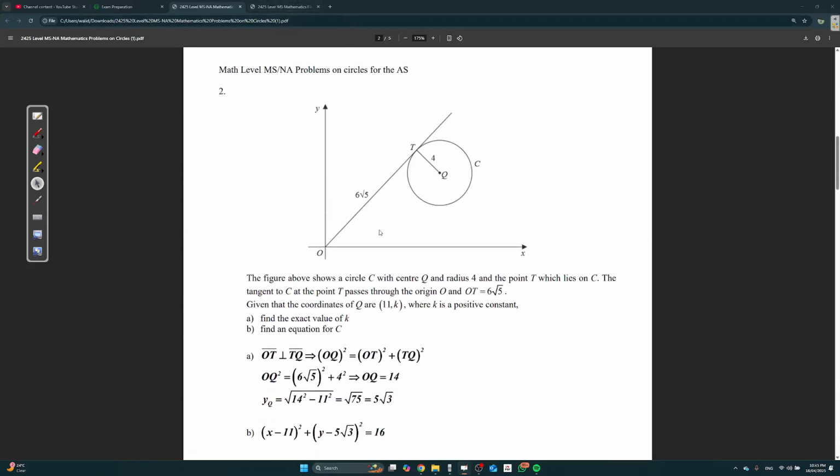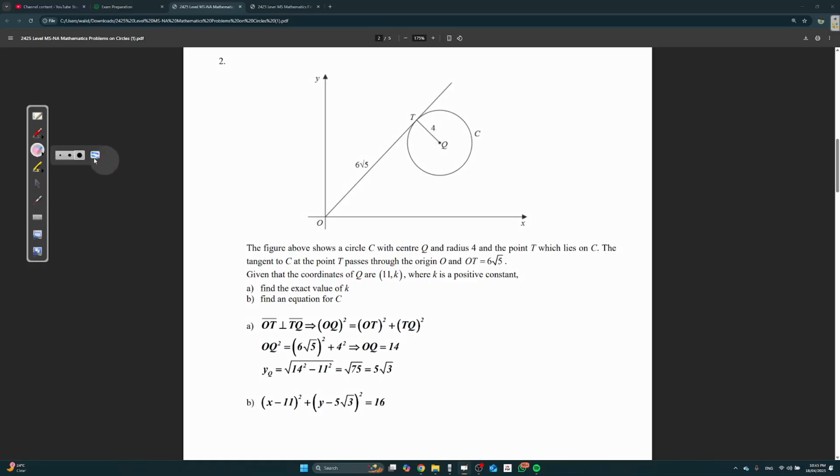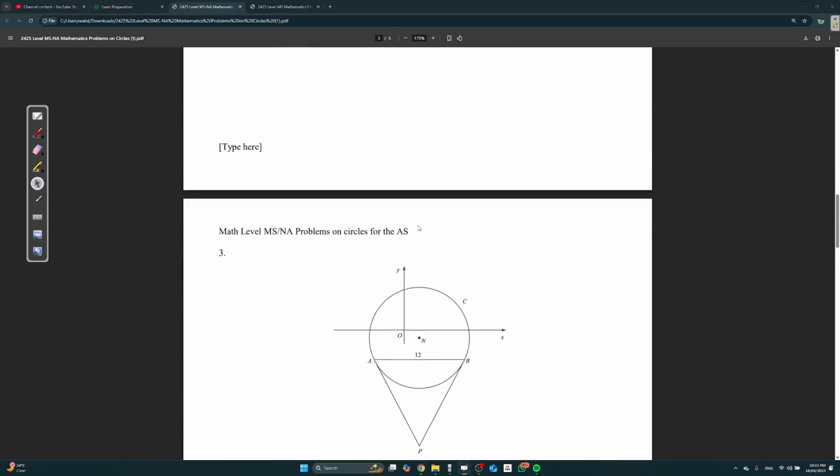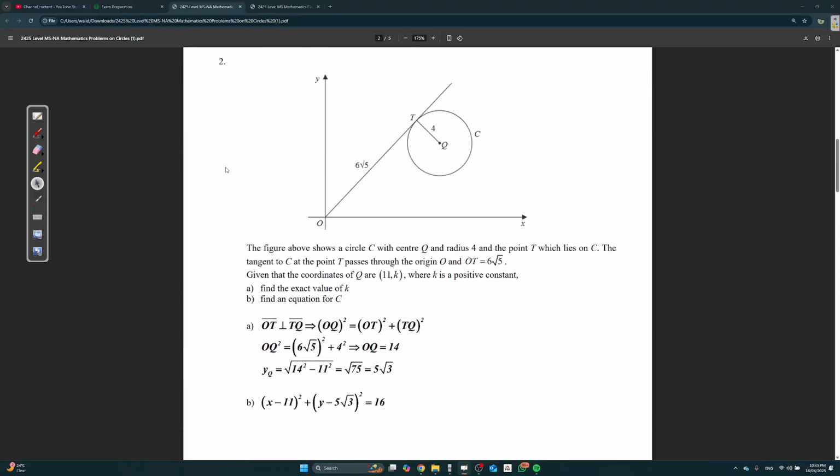Next question. The figure, okay, this one is sort of annoying, but again, it's solvable, they're all solvable. Also this one, these two are quite annoying. Okay, the figure above shows a circle C with center Q and radius 4 and the point T which lies on C. The tangent to C at the point T passes through the origin, and OT is equal to 6 radical 5. Given that the coordinates of Q are 11 comma k, where k is a positive constant, find the exact value of k and then find the equation for the circle.